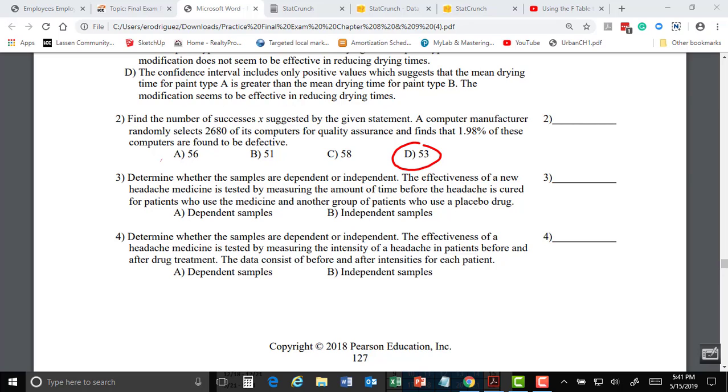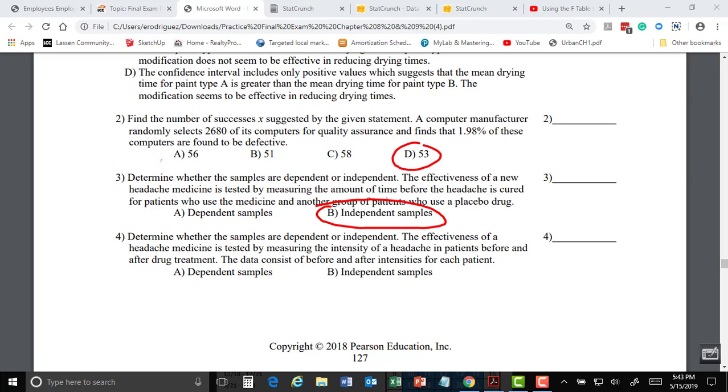Determine whether the samples are dependent or independent. The effectiveness of a new headache medicine is tested by measuring the amount of time before a headache is cured for patients who use the medicine. Another group of patients use a placebo. Do you think it's dependent or independent? Why do you say independent? If you're using the same group, what problem is number 3? So independent? 3A, right? Okay.